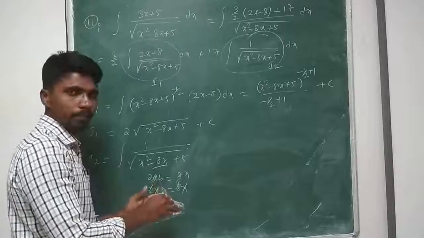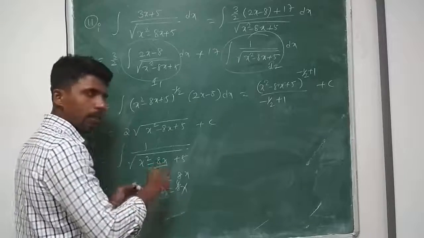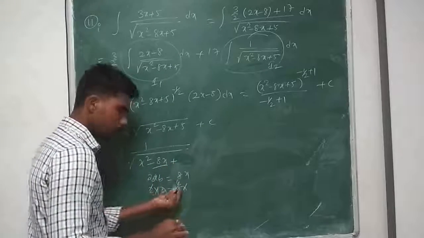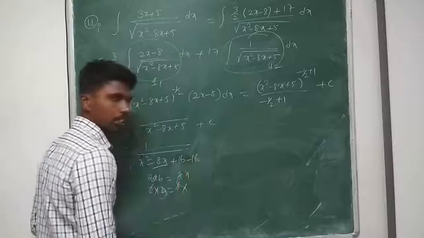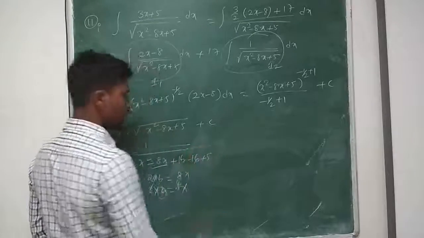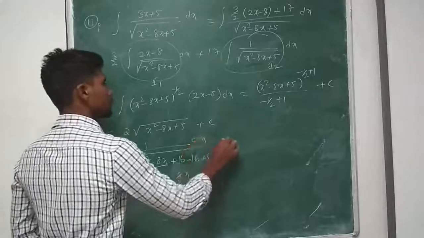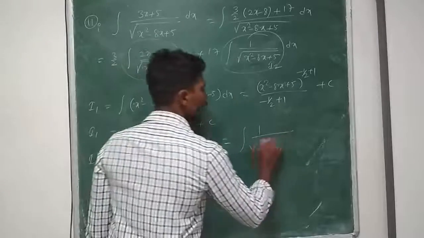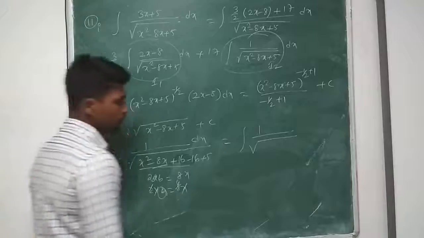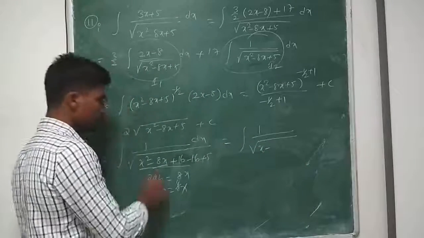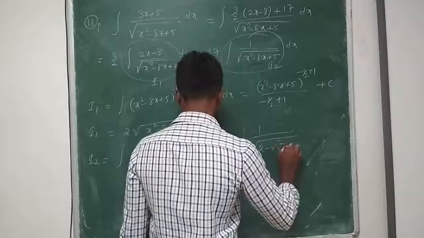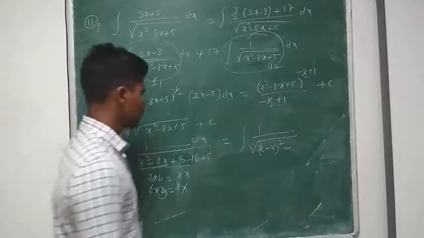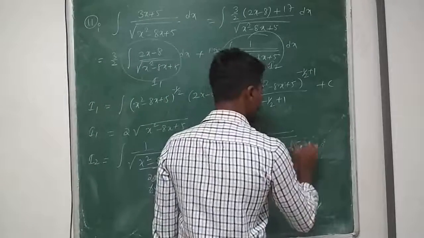I need b square. For the purpose, what I can do, I can add b square and I can subtract b square. So what I do, I add b square. B value is 4. So plus 16 minus 16 plus the constant what I have already is 5, which is equal to integral 1 by root of x minus 4 whole square minus, see, minus 16 plus 5 is equal to minus 11. So minus 11 can be written as root of 11 the whole square.